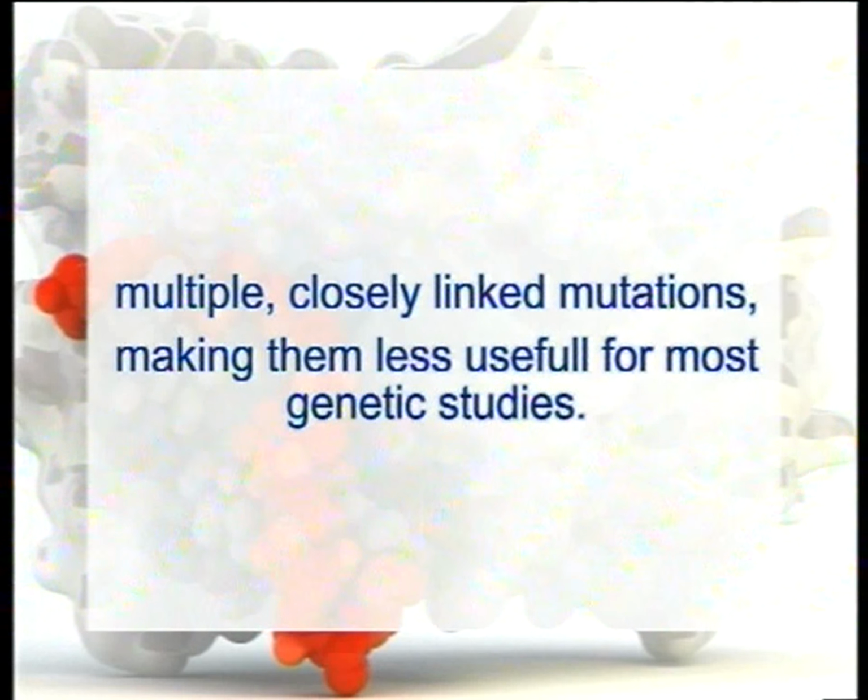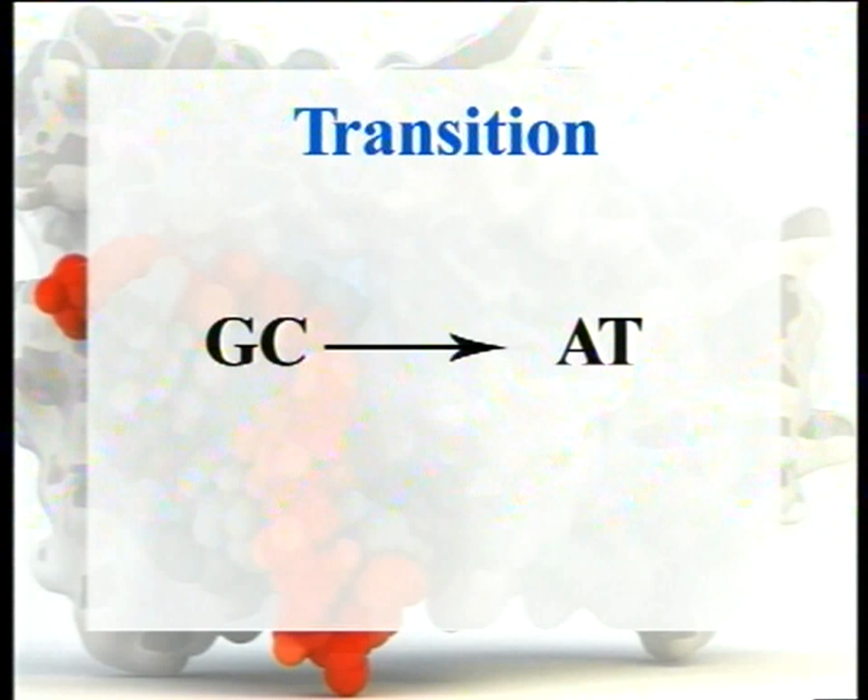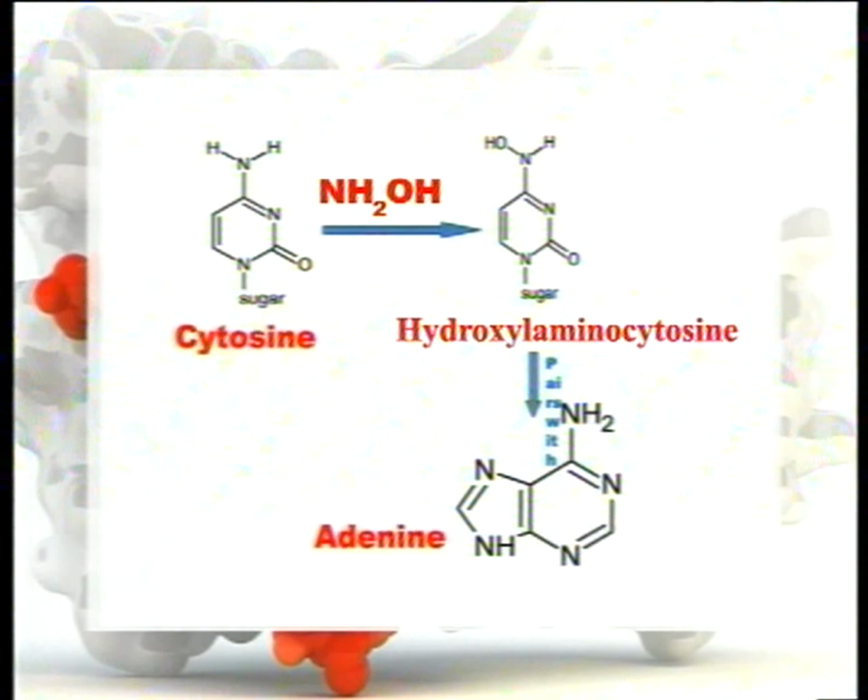Mutants isolated after nitrosoguanidine treatment often carry multiple closely linked mutations, making them less useful for most genetic studies. The hydroxylating agent hydroxylamine, in contrast to many of the alkylating agents, has a very specific mutagenic effect. It induces only guanine-cytosine to adenine-thymine transition. The resulting hydroxylamino cytosine can base pair with adenine to produce the observed guanine-cytosine to adenine-thymine transition.